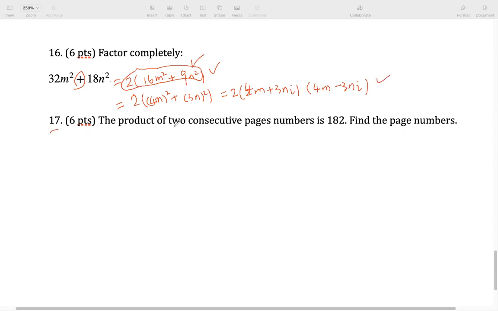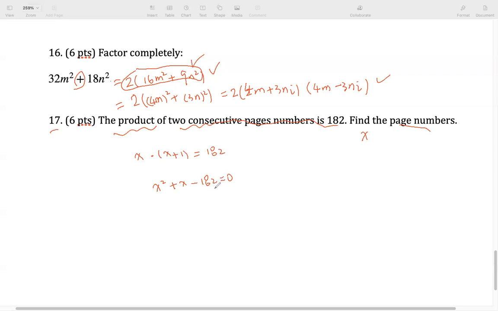Last question, 17. The product, right? Product means multiplying. Two consecutive page numbers is this. Find the page numbers. Well, let's call one of the pages x, right? If we call the first page x, then consecutive means continuous, the next number, which is x plus 1. When we multiply those two, we get 182. It's a quadratic equation, right? x times x, x squared. x times 1, just x. Move 182 to the other side.